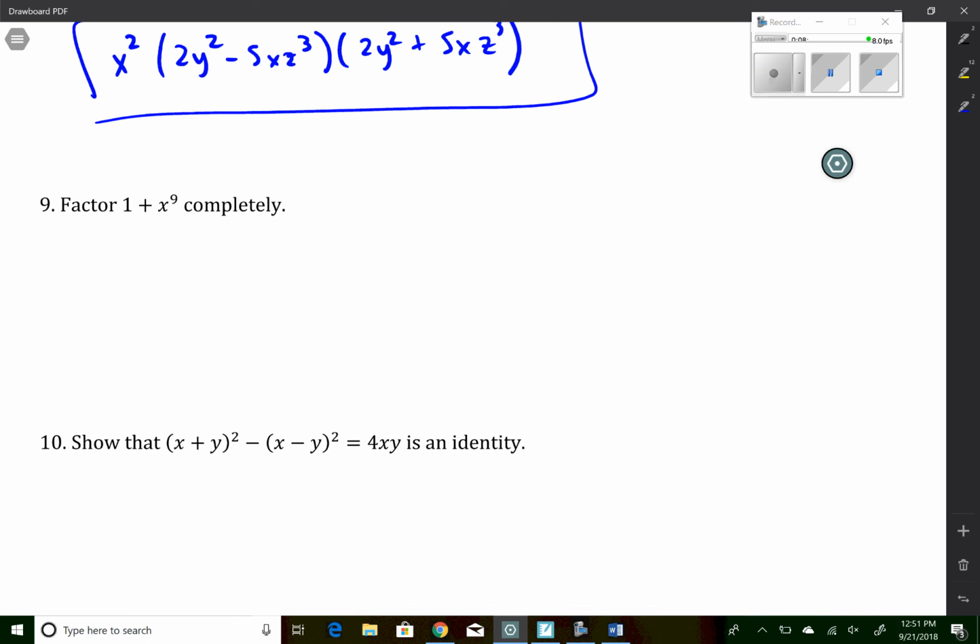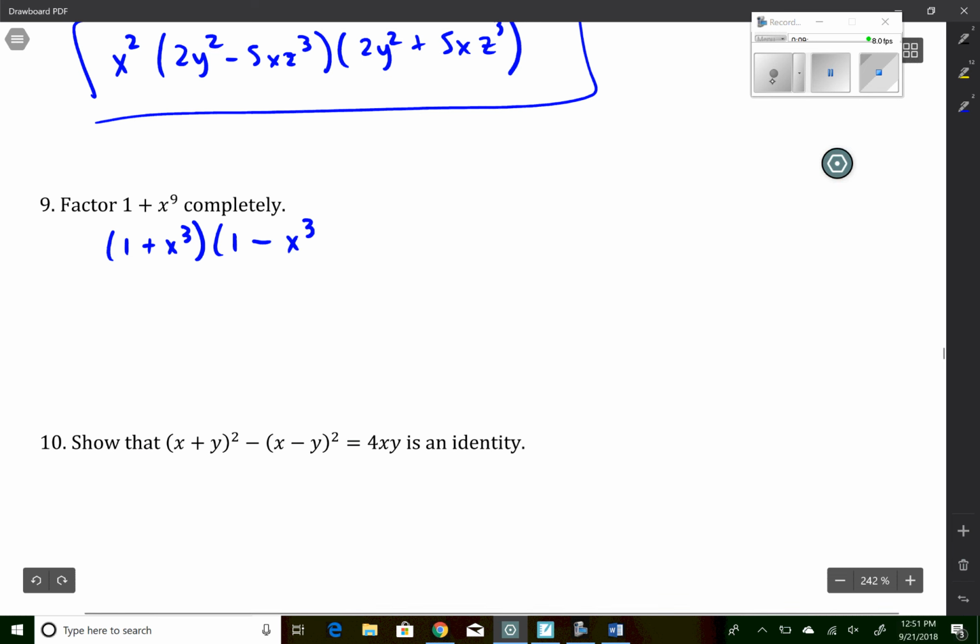1 plus x to the 9th power. This is not difference of 2 squares, but it is sum of 2 cubes. So I can make that 1 plus x cubed, because x cubed to the 3rd power is x to the 9th. This is going to be 1 minus x cubed plus x to the 6th power. That second expression, that trinomial, can't be factored, but the first one can.